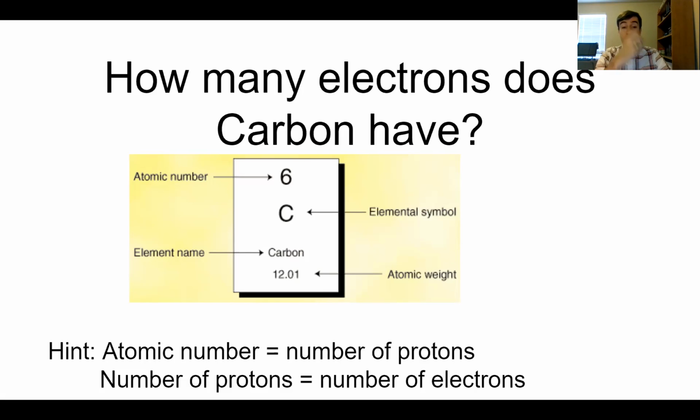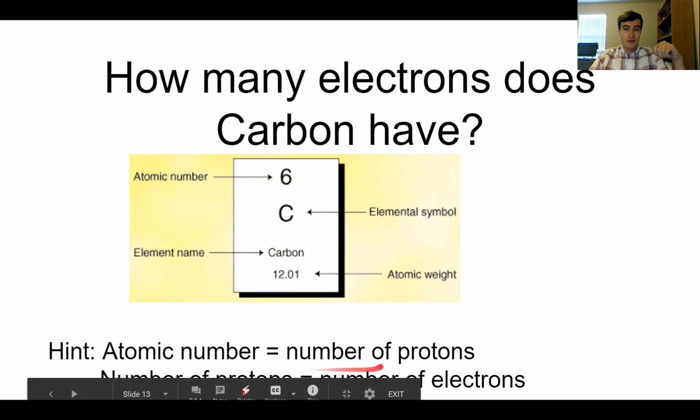And how did you figure out that carbon has 6 protons and electrons? Because I looked at the atomic number. Exactly. So our atomic number up here is 6. That means we have 6 protons, because again, if you notice the hint down here on the bottom, atomic number is equal to how many protons we got.